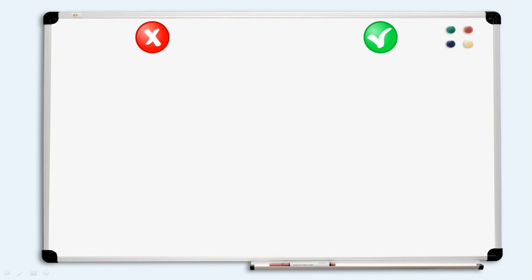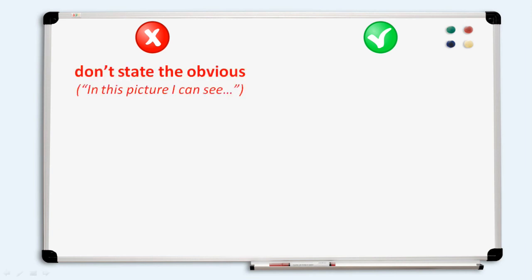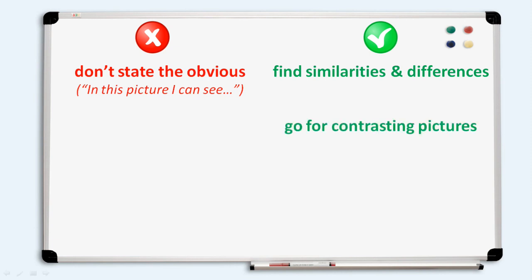First of all, I'd like to remind you again that here you're not supposed to simply describe the pictures, so don't state the obvious. The examiners aren't blind, and there is no need to say what exactly you can see in the photo. Focus on comparing and contrasting. In other words, you should find similarities and differences which are related to those 2 questions you have to answer. In this respect, I'd recommend going for contrasting pictures, that is, those which are considerably different from one another.